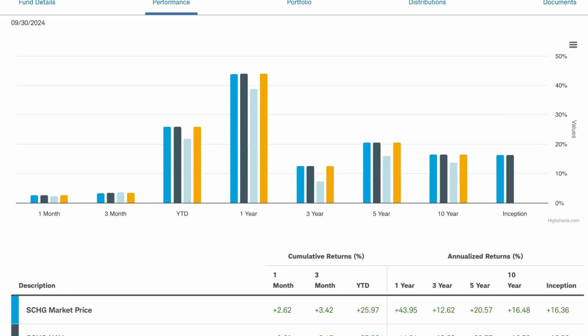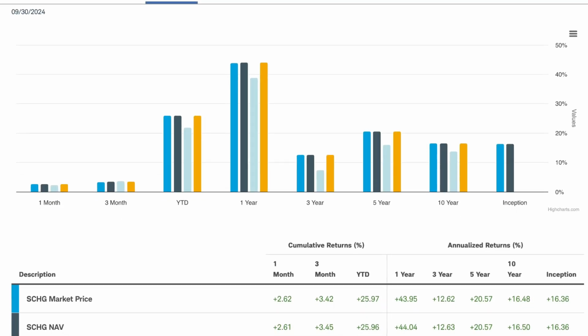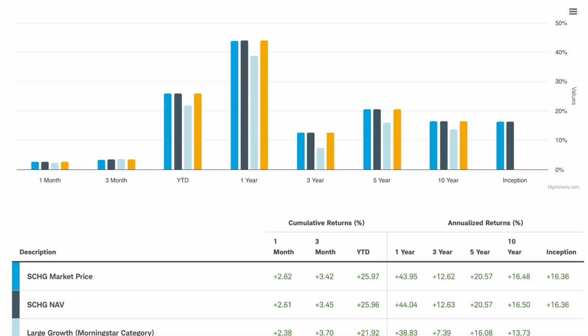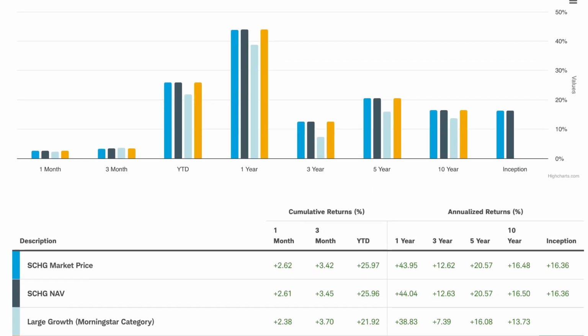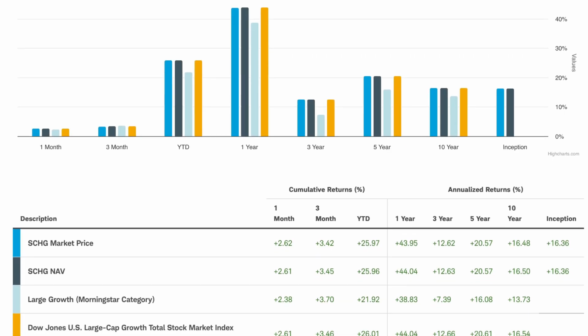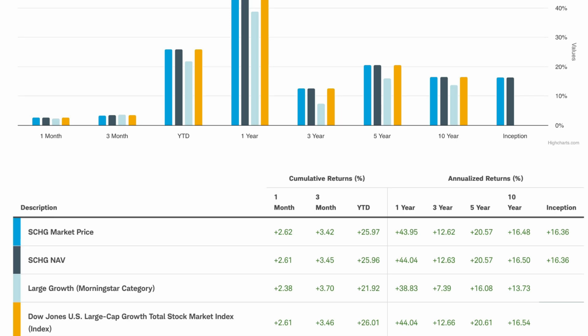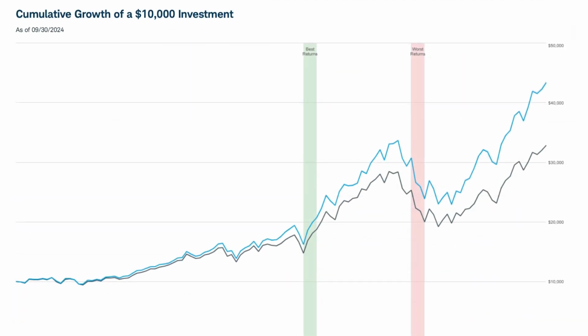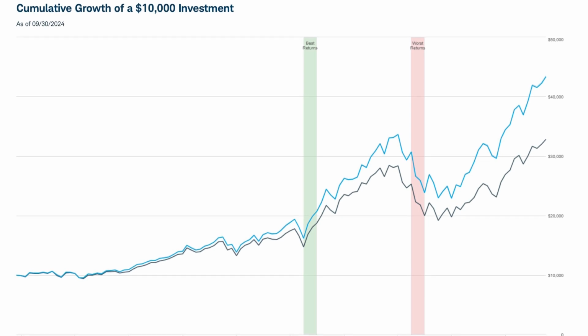Since inception, SCHG has had an average annualized return of 16.4%, which includes both capital growth and dividends. Past performance is no guarantee of future performance, but it's a good sign of improving business fundamentals, continually driving each individual stock higher within the ETF. With dividends reinvested, the cumulative return becomes much better.